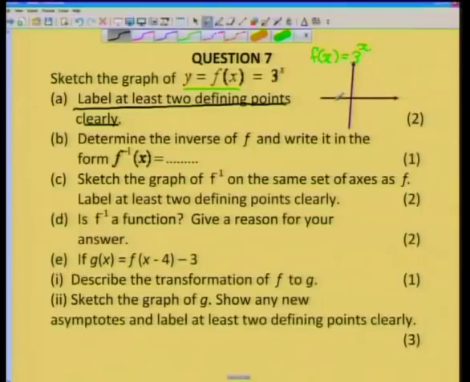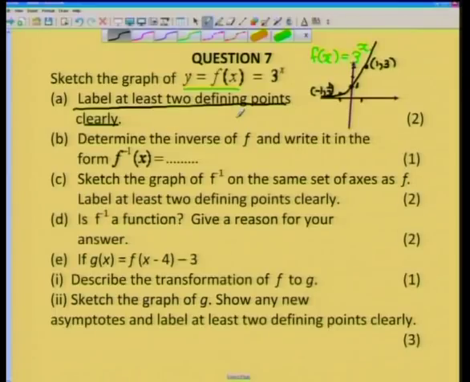So let's have a look. If we go over here, if I take x equals minus 1, I'll get 3 to the minus 1, which is 1/3. So I would plot the point negative 1, 1/3, which is defining. We know it'll always go through 1, and at 1 we will get 3, which will be here, 1, 3. So that gives me my graph, and I've got at least 2 defining points. If I show more, that's also fine.